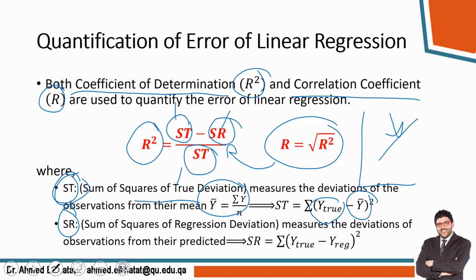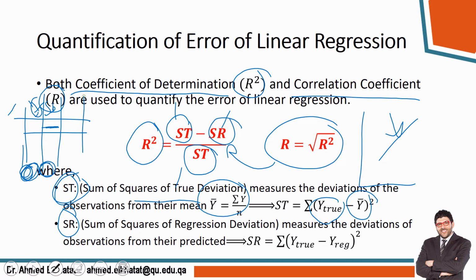Also we have SR. SR is the same but for regression. So now we have true, and we want to find the regression. Suppose that here we have x, and we have y. Once you find the average of y, you can find SR. So find the variance for each one from the mean, the difference squared from the mean, and then find the summation. For regression, you first have to find y regression.